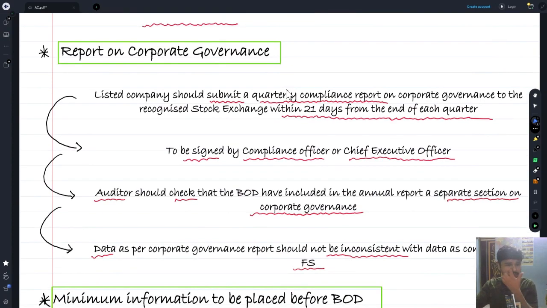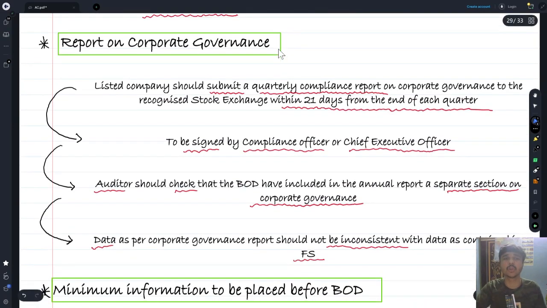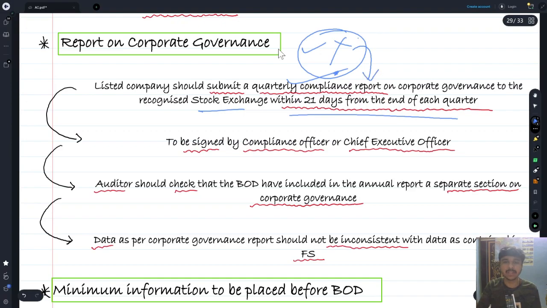Report on corporate governance. Now what is this report on corporate governance? Listed company should submit a quarterly compliance report to the stock exchange within 21 days from the end of each quarter. And what will this compliance report have? Whatever we have read till now, everything that is applicable to the company, whether it is complying with it, not complying with it, why, what are the reasons for non-compliance. This will be in this compliance report, and this will be submitted to the stock exchange quarterly within 21 days from the end of each quarter.